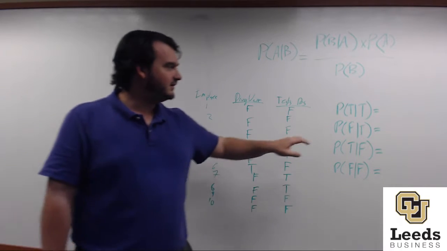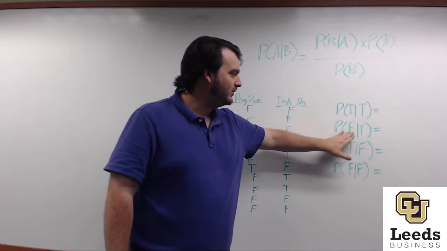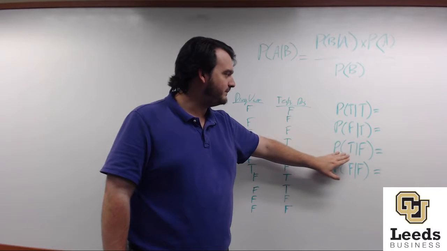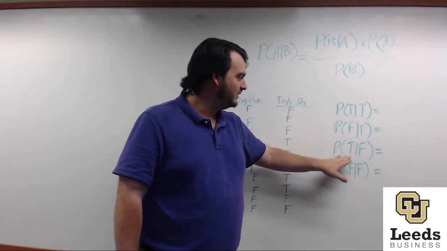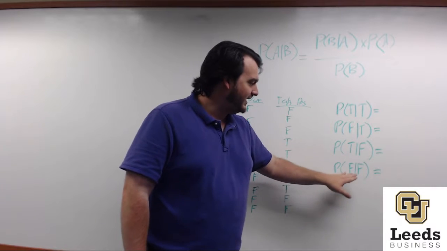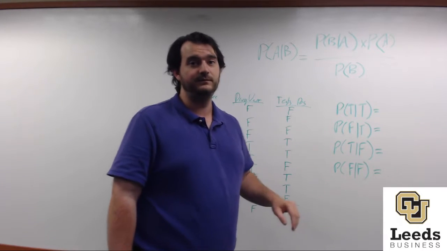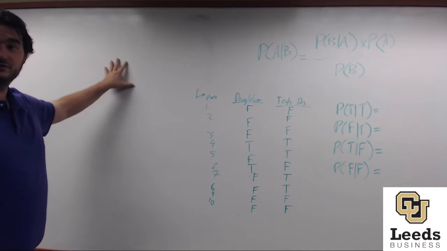So the possibilities are, what's the probability they are a drug user given the test said they are? What is the probability that they are not a drug user given the test said they were? What is the probability that they are a drug user given the test said no? And what is the probability they aren't given the test said no? So those are the things. We're just going to go and get all these probabilities by counting them out.